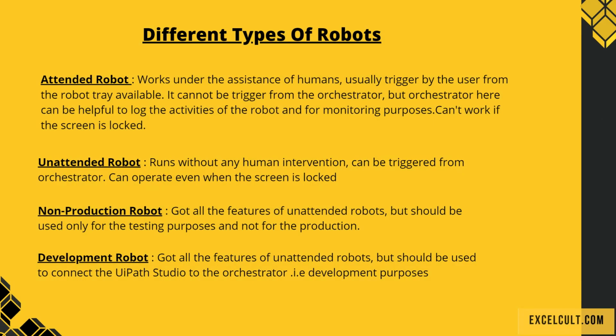Then, there are different types of robots available: attended robot, unattended robot, non-production robot, and development robot. So what exactly is an attended robot? Attended robot works under the assistance of humans, usually triggered by the user from the robot tray available. It cannot be triggered from the orchestrator, but orchestrator here can be helpful to log the activities of the robot and for monitoring purposes. And attended robot can't work if the screen is locked.